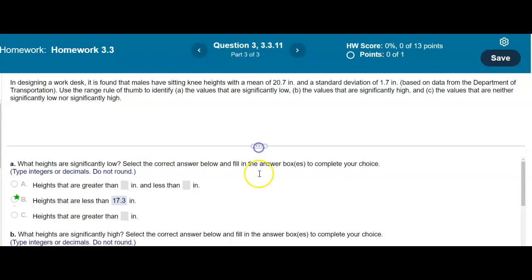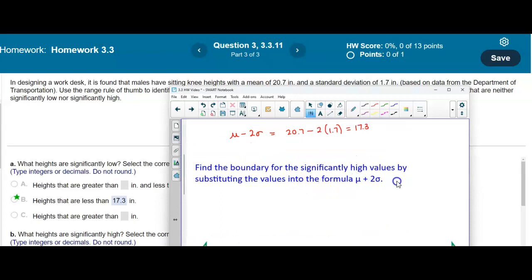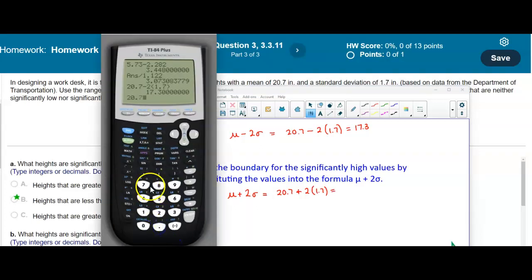Now, what are the heights that are significantly high? So let's go ahead and do that. We want to find the boundary for the significantly high values. And again, we're going to use the same formula, only we're going to have addition. So mu, which is the mean, plus 2 times the standard deviation. So again, we know that the mean is 20.7, and now we're adding 2 times 1.7. So let's go ahead and find that value. So if we take 20.7 plus 2 times 1.7, it's going to give us 24.1.